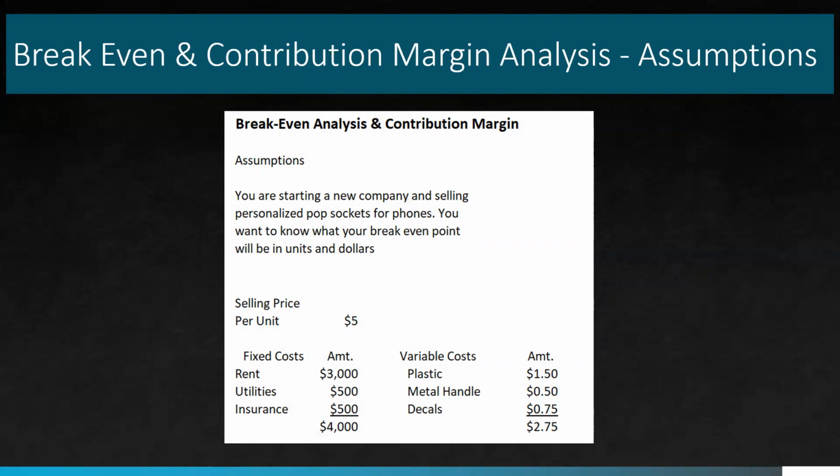My fixed costs total $4,000, and you can see here that includes rent, utilities, and insurance. That doesn't change. My variable costs are plastics, metal handle, and decals, for example. And for every unit that I produce, that's my cost per unit. So it costs me $2.75 to make the pop socket, and then I sell it for $5.